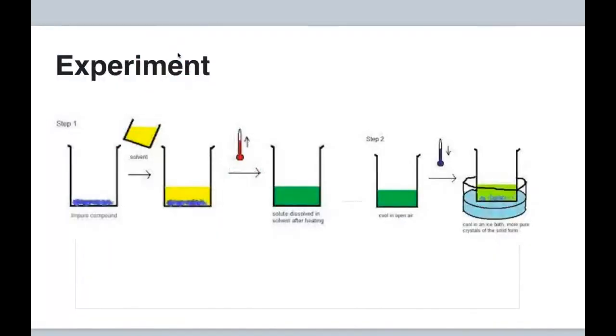Thanks. Sorry. So here's the visual representation. Since we can't do it in a lab, we try to get this picture. In the first, you can see impure compound and solvents are being mixed together, and the temperature is raised by boiling it. And once the solute dissolves in solvent by heating, then the solution is cooled down to room temperature and then in an ice bath to get pure crystals of the solid form.